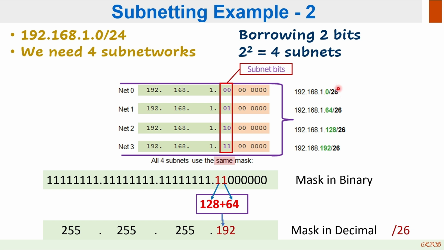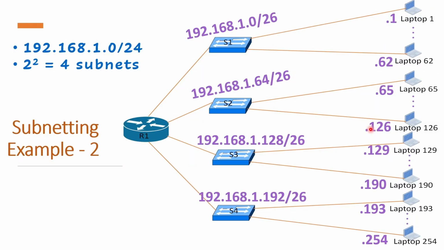So we get the 4 subnetworks, and also we have a new subnet mask for all the 4 subnetworks, and all of them have the same length, 26, same mask. That's why we call it equal size subnetting, right? So you can assign the 4 different networks in your physical network.